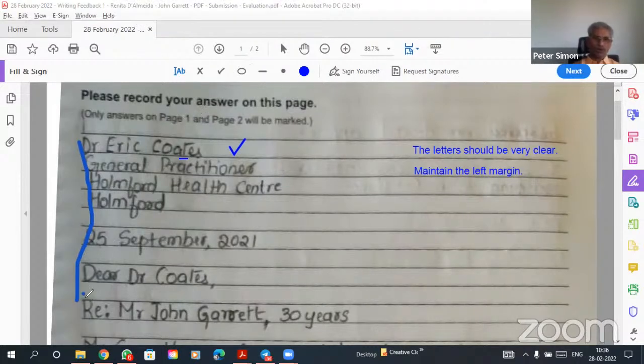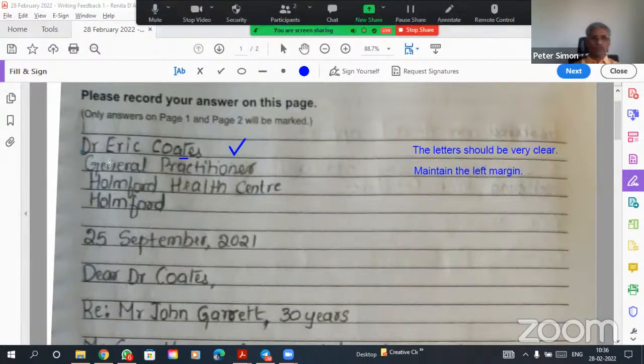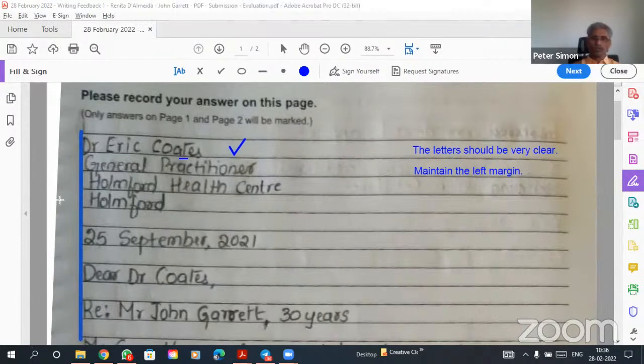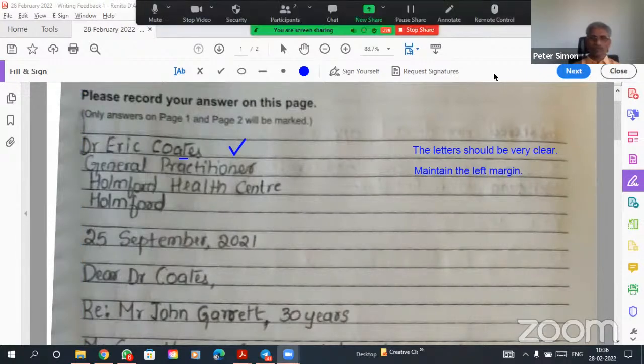Start from the first dot here. So it should be like this. How your line should be, I'm going to show you now. It should start from here straight. That is called maintaining the left margin. First, you have to start below this, like this. Everything should be straight. Okay. Then next.